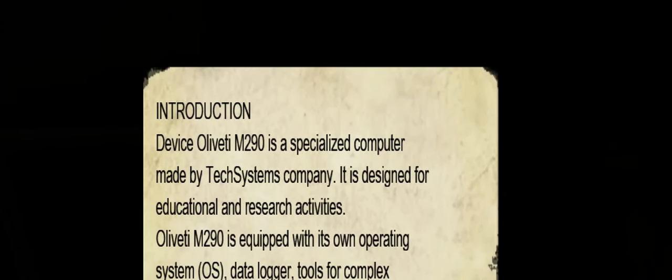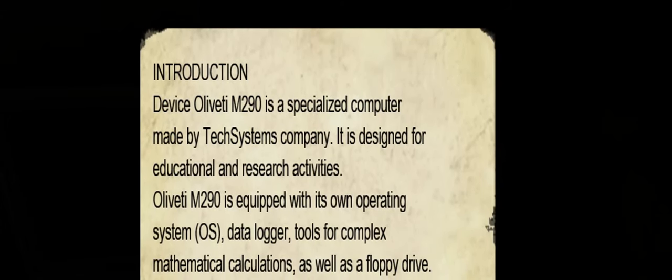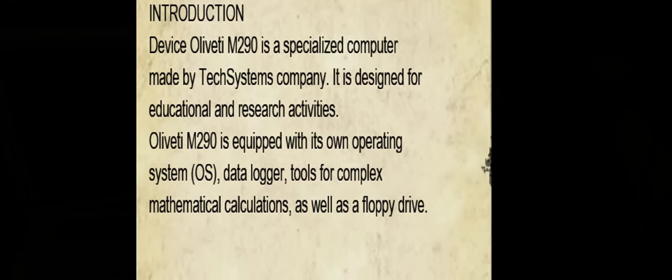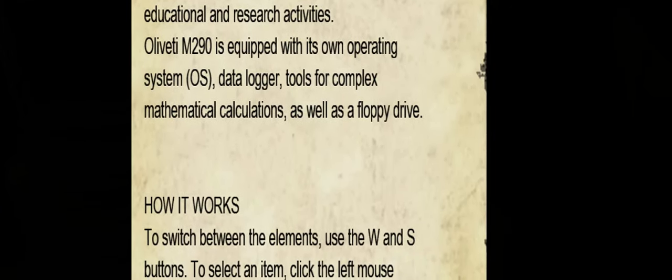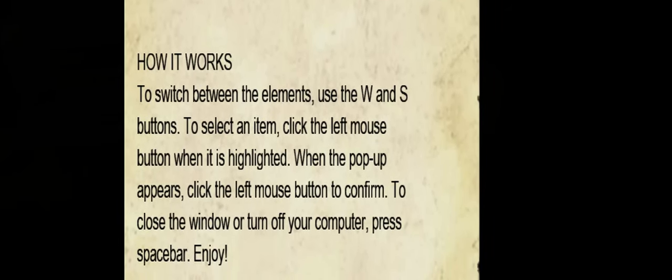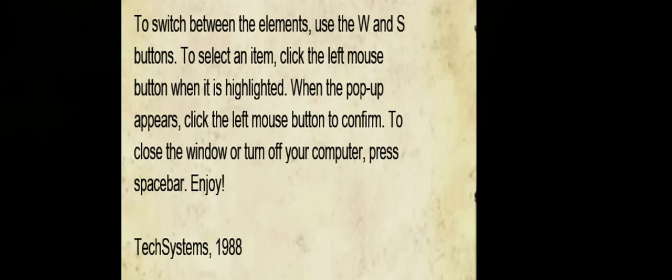Okay. Demise Olivetti M290 is a specialized computer made by Tech Systems Company. It is designed for educational and research activities. Olivetti M290 is equipped with its own operating system, OS data locker, tools for complex mathematical calculations, as well as a floppy drive. How it works. To switch between the elements, use the W and S buttons. To select an item, click the left mouse button where it's highlighted. When the pop-up appears, click the left button to confirm. To close the window or turn off the computer, press spacebar. Enjoy the Tech Systems.